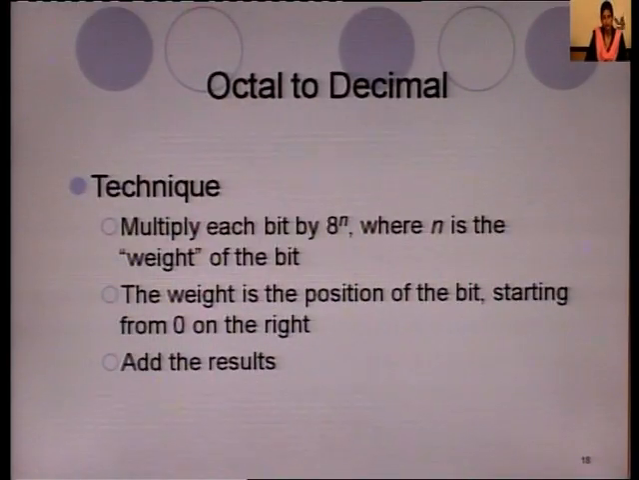Now we will discuss octal to decimal conversion. In this number system, the technique is to multiply each digit by 8 raised to power n, because we have base 8, where n is the weight of the digit. The weight is the position of the digit starting from 0 on the right. Then add all the results.